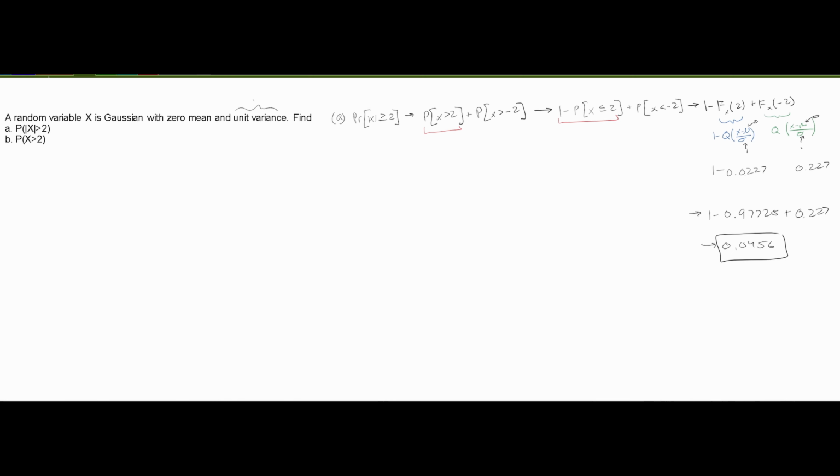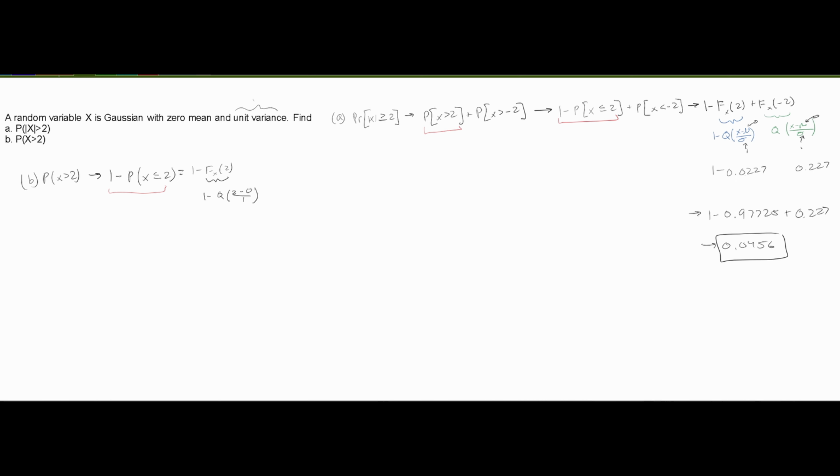Now we can look at part B. In part B, we just have the probability of x being greater than 2. So to go to this next step, we're going to have 1 minus the probability that x has to be less than or equal to 2. This looks very similar to what we have in red underline from the top, so we can continue that train of thought. This is going to be equal to 1 minus our F of x, where we pass in our 2, and this part is equal to 1 minus the Q of our x, which is 2, minus our mean, which is 0 for this problem, divided by 1.